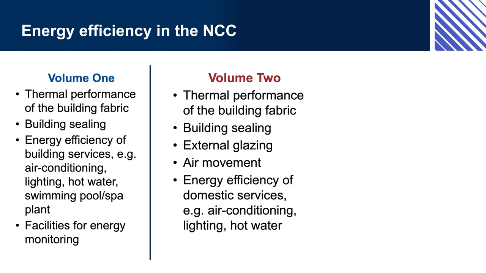Both Volumes 1 and 2 contain performance requirements that focus on the performance of the building fabric, which means the extent to which the building fabric allows for heat flows in and out of the building. They also cover the energy efficiency of the key fixed building services, such as air conditioning systems, lighting, and hot water generation. Volume 1 also includes requirements for the energy efficiency of swimming pool or spa plant, and provisions to allow for monitoring of energy usage. Volume 2 includes requirements for adequate sealing of the building envelope.